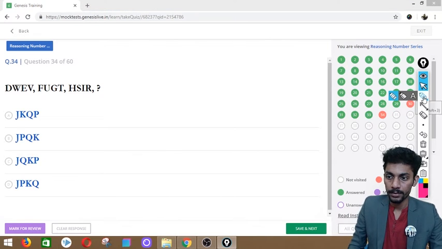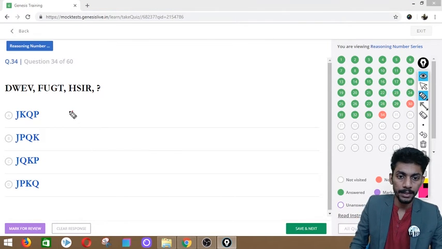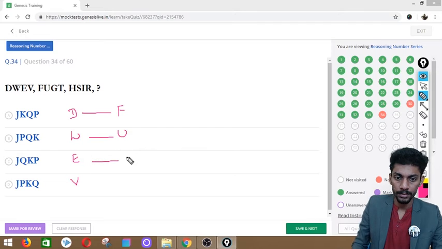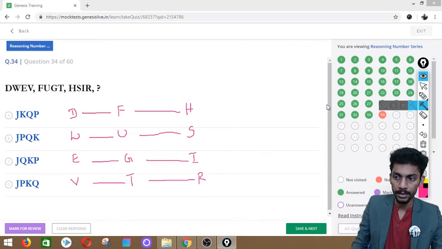That is question number 34. Question number 34 is B, W, E, V. So we have the first letter is F, the next is U, G, it is T, next it is H, S, I and R. What's the last term in the series?